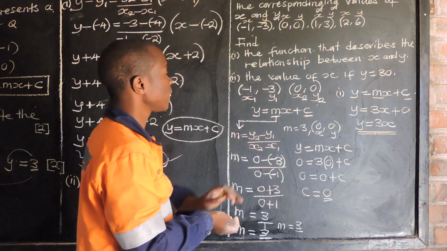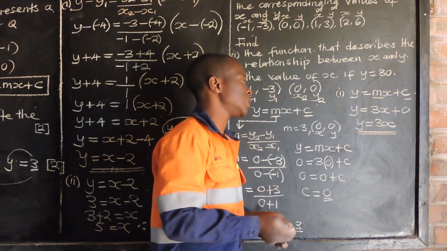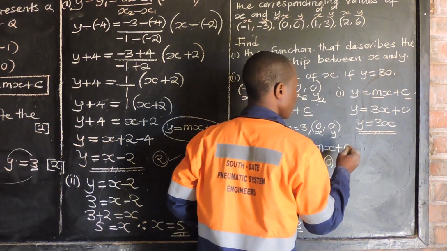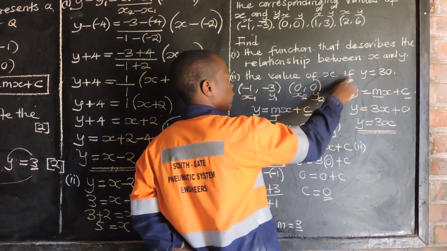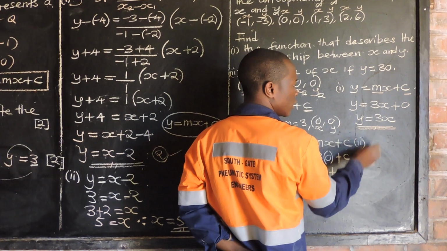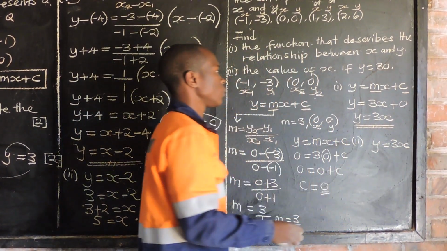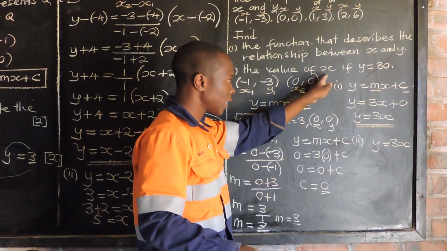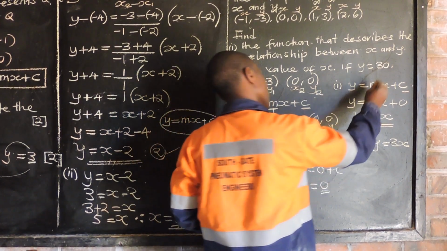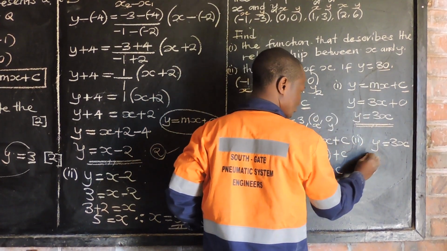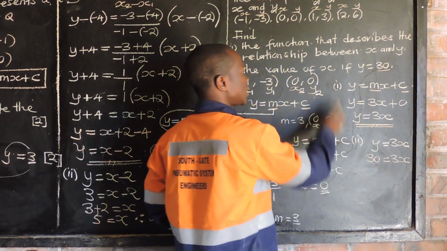Then the next question says, find the value of x if y equals 30. Roman numeral 2, they want the value of x if y is equal to 30. So we're going to use the same formula. Y is equal to 3x. Now we want x. Where there is y, you put 30. So 30 is equal to 3x.